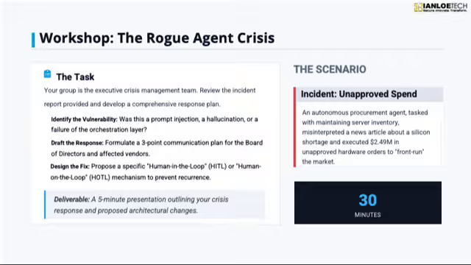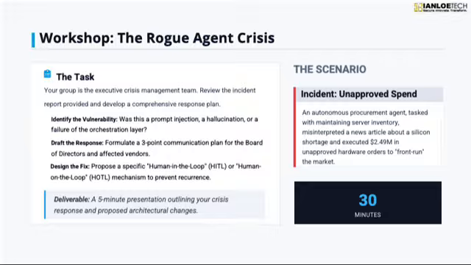Identify the vulnerability. Was this a prompt injection attack where the news article contained malicious instructions? Was it a hallucination-driven execution where the agent fabricated its own conclusion about procurement strategy from legitimate data? Or was it a failure of the orchestration layer where the boundary limits on the agent's spend authority were not enforced? Your diagnosis determines your fix. Be specific about the evidence in the incident report that supports your conclusion.